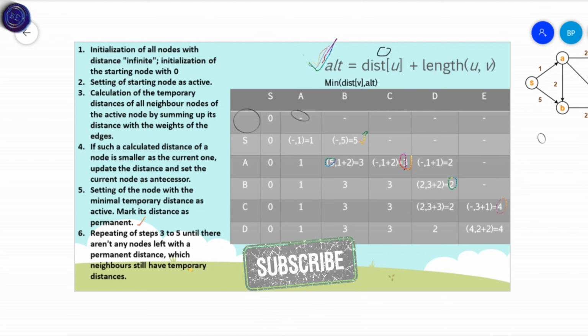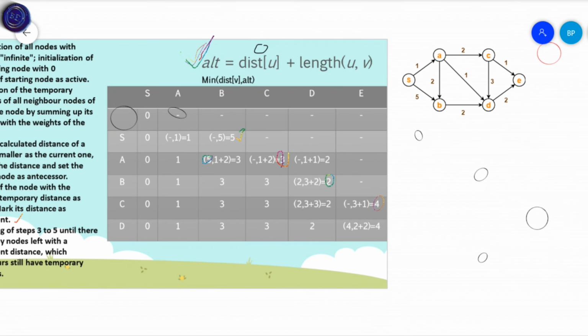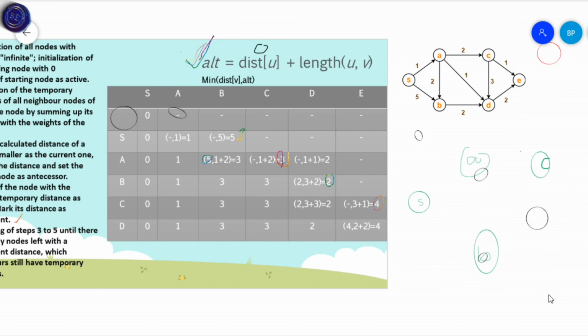So here in this graph we find the shortest distances. Now let us draw the graph. Here this is the source node, this is the A node, this is the B node, and this is the C node, this is the D node, and this is the E node. What is the distance from S to A? It is 1. From A to C, it is 2. I am drawing only the minimum distances.